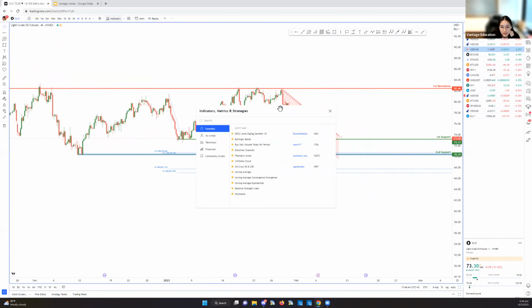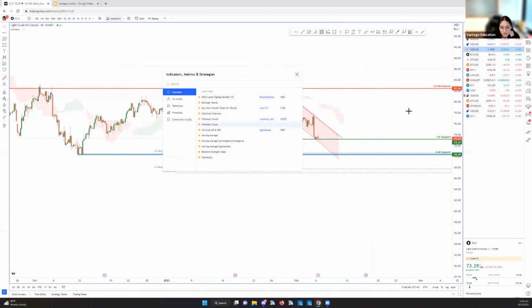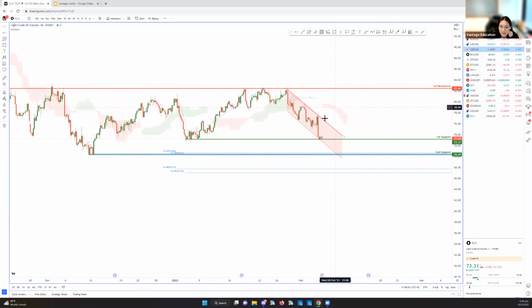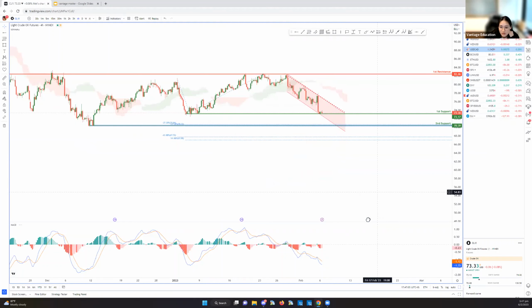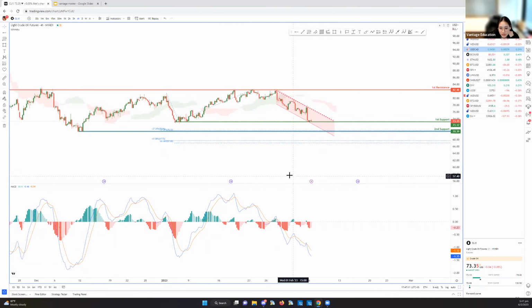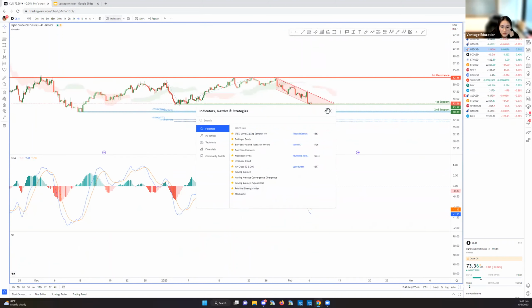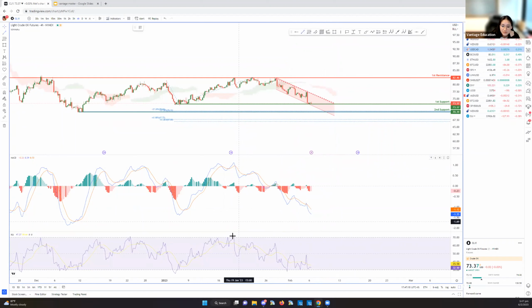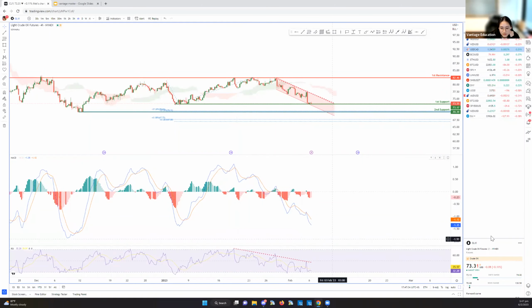Okay, so now let's pull out some indicators. On our Ichimoku cloud, we can see price is moving below the cloud, which supports our bearish bias. Pull out MACD. On MACD, we have a red area as well, supporting our bearish bias. RSI. Over here, RSI is giving us a negative trend line, so it also supports our negative bias.